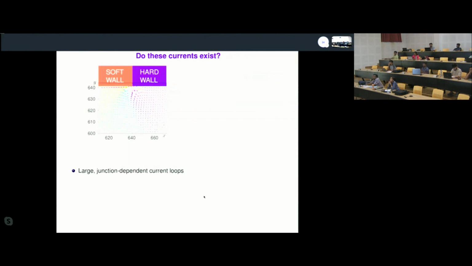Well, here the same thing is happening. Close to my junction, I have a local asymmetry between the soft wall and the hard wall. This generates a dipolar current. This dipolar current will generate a drag force. This drag force will be junction dependent, and this will lead to a junction dependent contribution to the force.